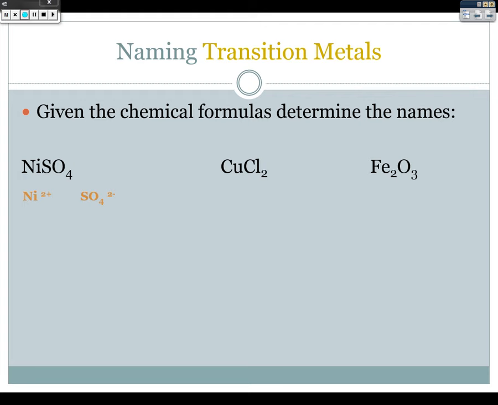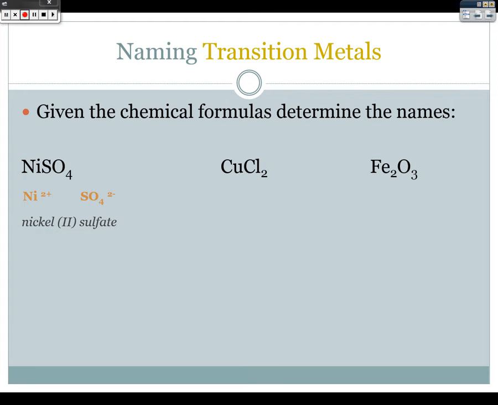Now when I name this, I have to indicate to people that this is nickel with a 2 plus. So I would say that it is nickel 2 sulfate. The 2 indicating that it's a nickel 2 plus, not that I have 2 nickels, because if you notice, I only utilized 1 nickel. This next one, CuCl2, this is copper and chlorine, or chloride.